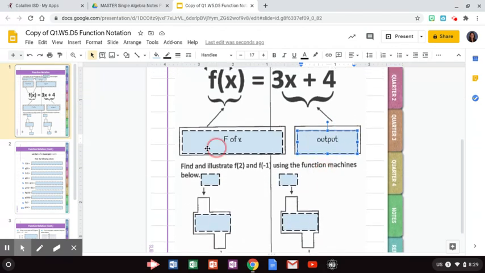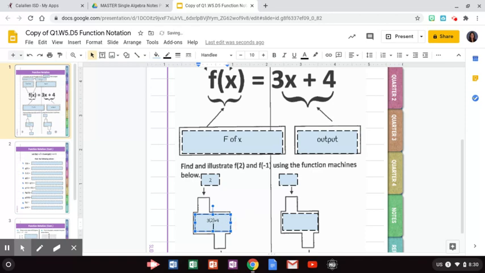So for that statement, they want us to illustrate F of 2 and F of negative 1 using the function machines below. So what that means is we're going to first start with F of 2. If I input a 2, what would be the output? Well, right here, instead of X, notice that they plugged in a 2. So when I come down here to input it into my function machine, I'm going to put 3, instead of X, I'm plugging in a 2, and then plus 4. So I have to work that out.